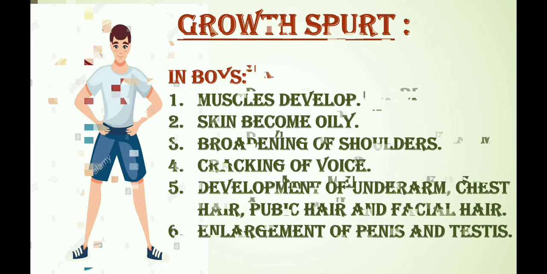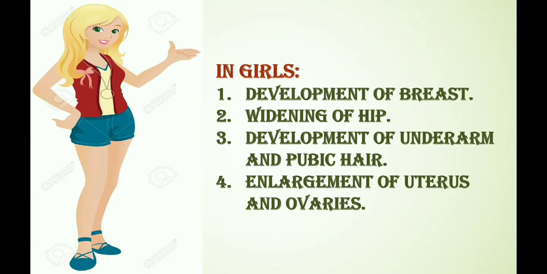Whereas in girls, there will be development of breasts, widening of hips, development of underarm and pubic hair, and enlargement of uterus and ovaries takes place.